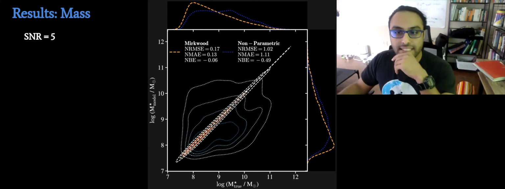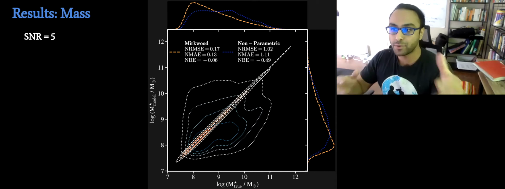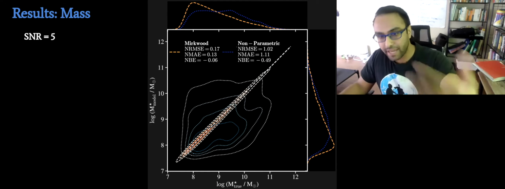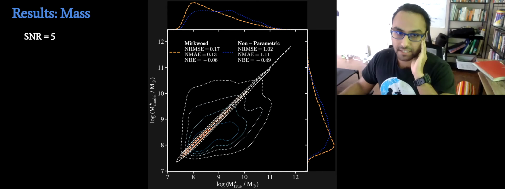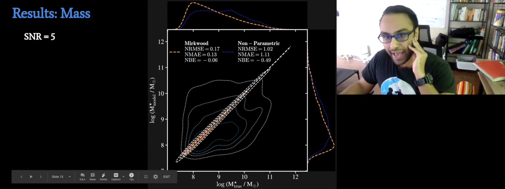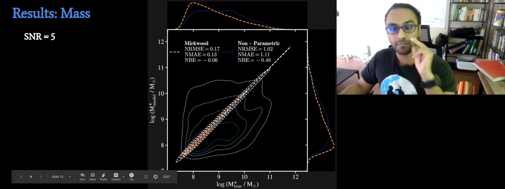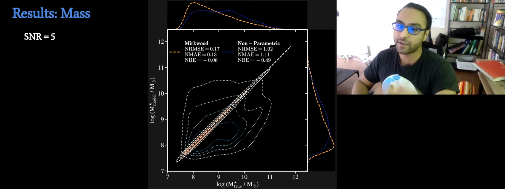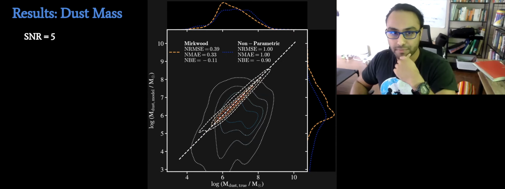Here are some results. At SNR 5, I'm trying to compare results at a very low SNR to show the benefit of using this method over traditional SED fitting. This is the y equals x line. This is for log mass, and I've used 3 different metrics to compare performance. As you can see, we are, visually and quantitatively, doing significantly better than the current state-of-the-art method. Similar results for dust mass.